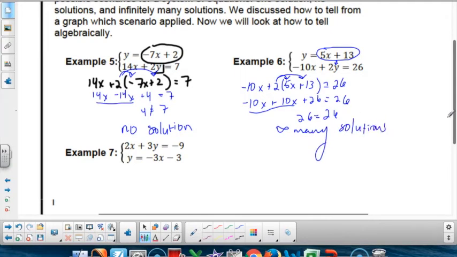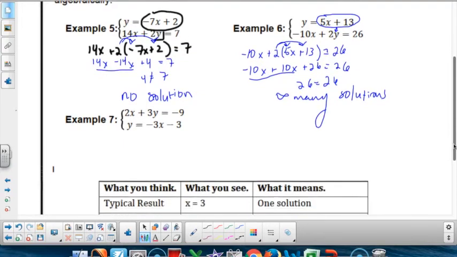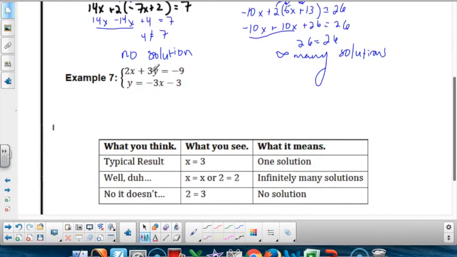All right, so I'm going to do one more example for you. Like I said, these are just freebies. We've already talked about this. So this one's probably going to be a single solution problem, but let's just check and see. I've got this negative 3x minus 3 and it's equal to y, so again I'm plugging that in for y. My 2x is going to stay the same, and then I've got 3 times (negative 3x minus 3), utilizing parentheses to make sure I multiply 3 by everything that is y. And then I've got my minus 9 over here.